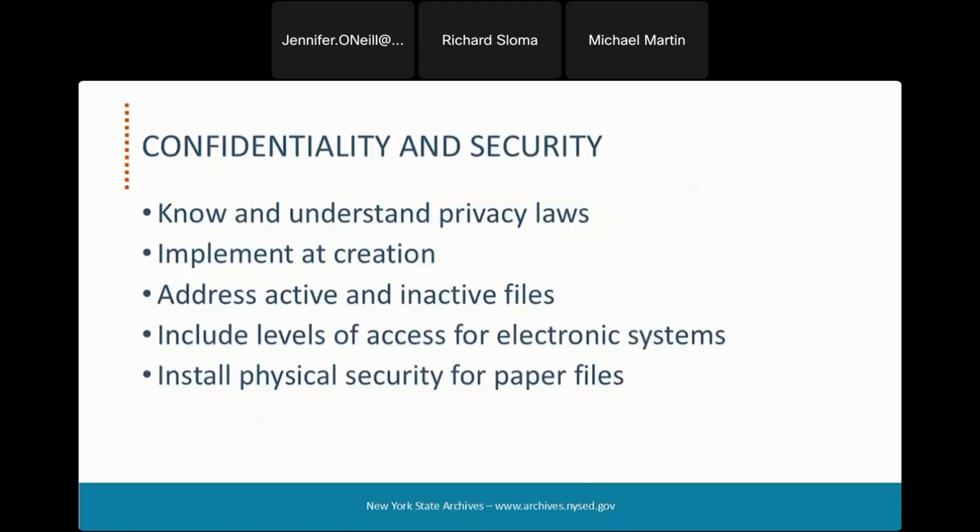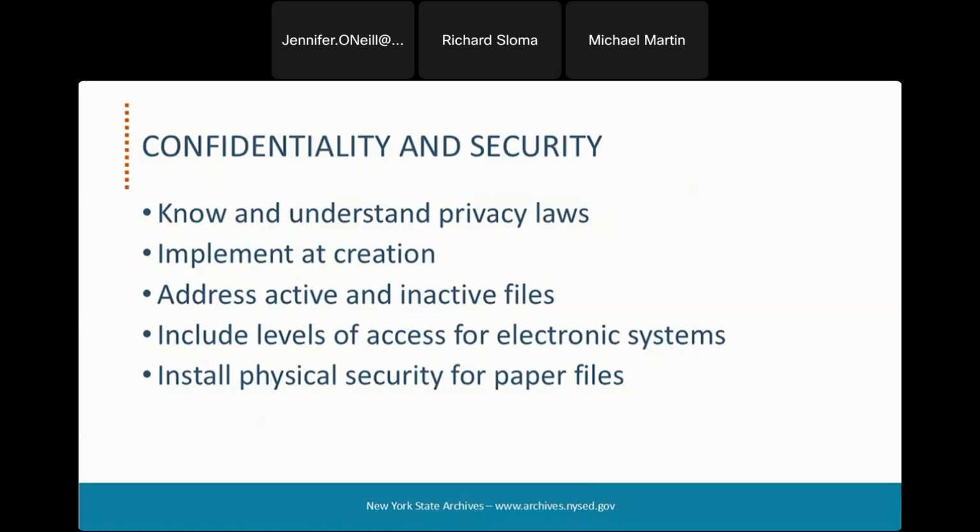So now we're going to talk about an issue that's near and dear to many people, confidentiality and security of the files themselves. Managing case files requires a knowledge about, or at least an understanding of, privacy laws, things like FERPA, or the Family Educational Rights and Privacy Act, for student information. As always, when it comes to privacy, if you're not sure, contact the Committee on Open Government for information on public access to the records. They are the experts after all.